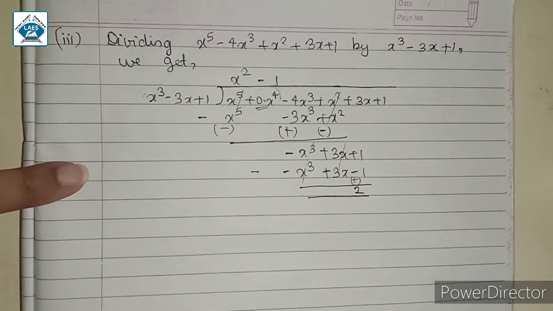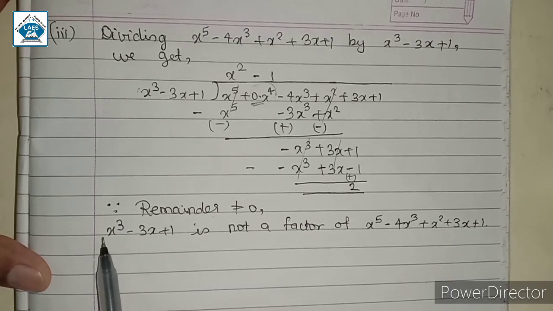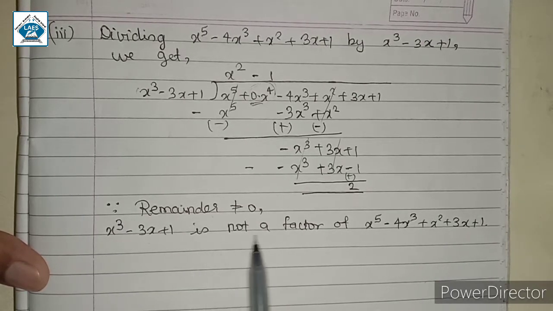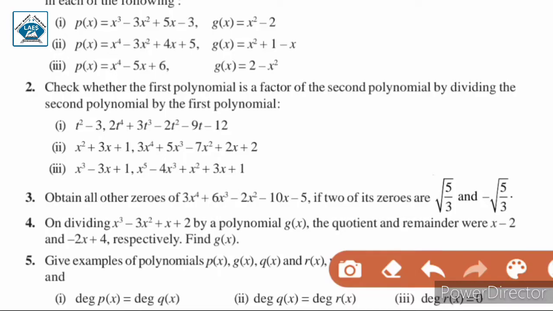That means the remainder is not equal to 0. Since the remainder is not equal to 0, x cube minus 3x plus 1 is not a factor of this polynomial. Let us now proceed with question number 3.